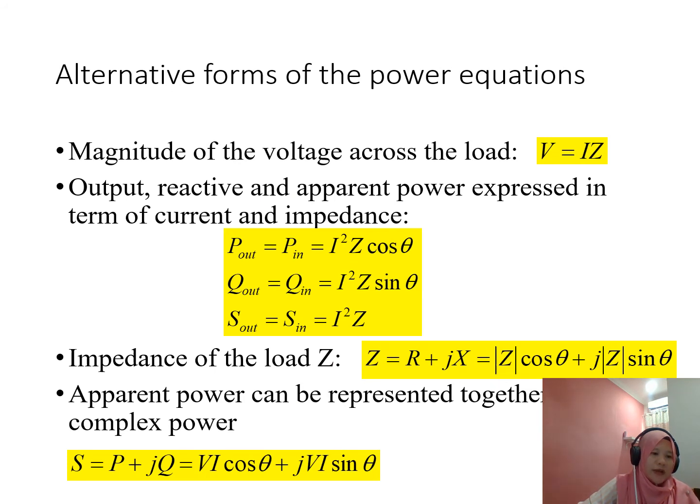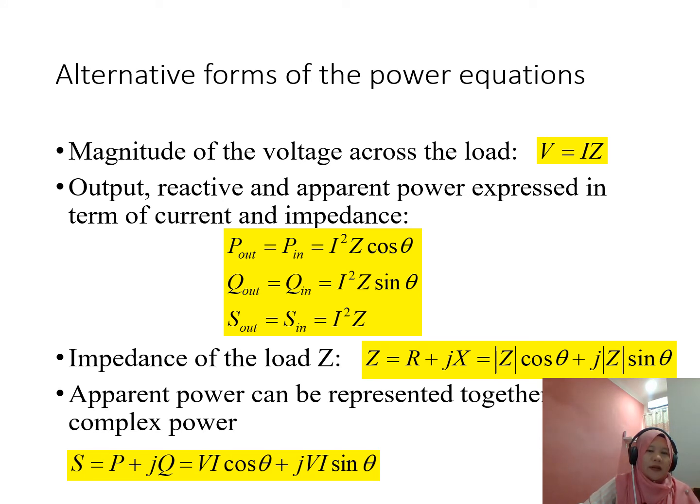Since the primary and the secondary windings of an ideal transformer have the same power factor, we obtain the active power out is equal to the active power in, the reactive power out is equal to the reactive power in, and the apparent power out is equal to the apparent power in.